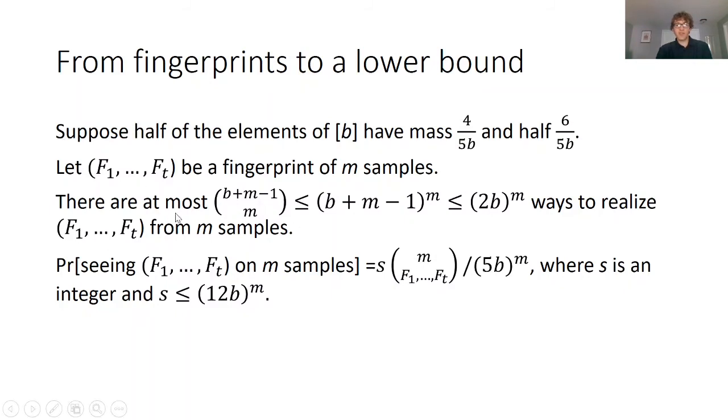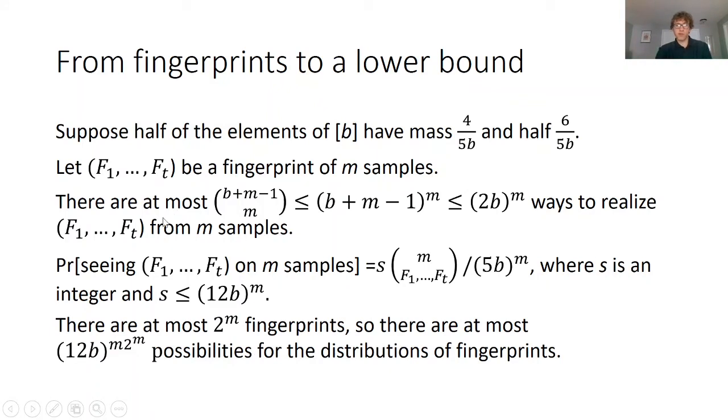Now for each, how many fingerprints are there that we have to deal with? Well, these are positive integers that add up to m. And so there are at most 2 to the m ways to do this, where the order matters. So there are at most 12b times m to the 2m possibilities for the distributions of all of these fingerprints.